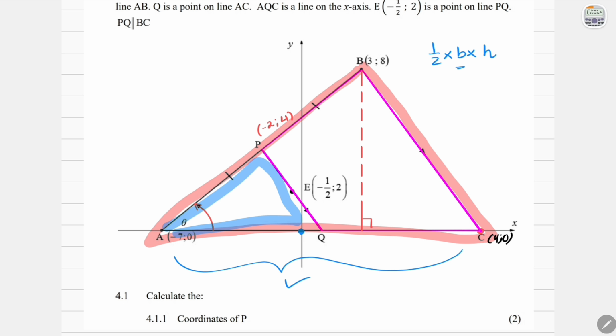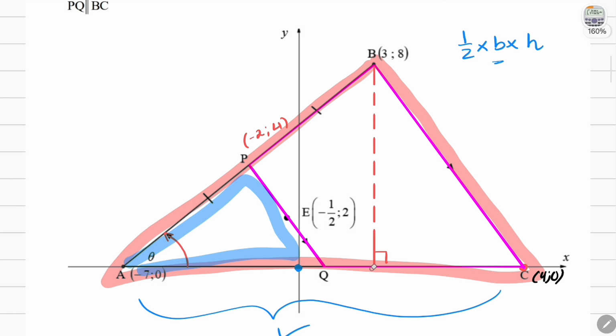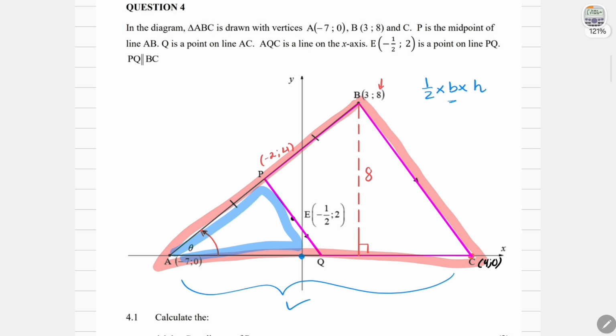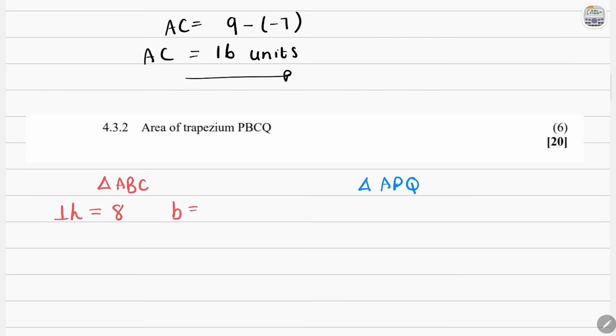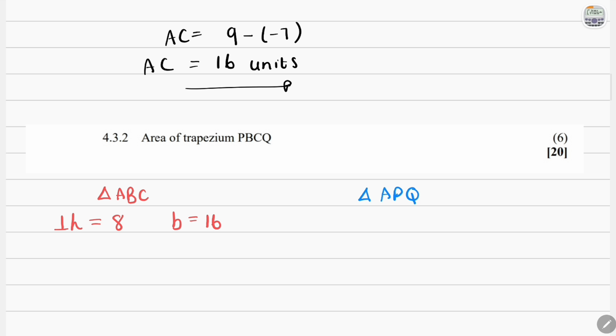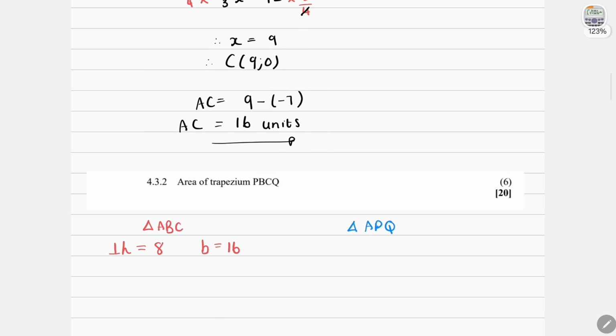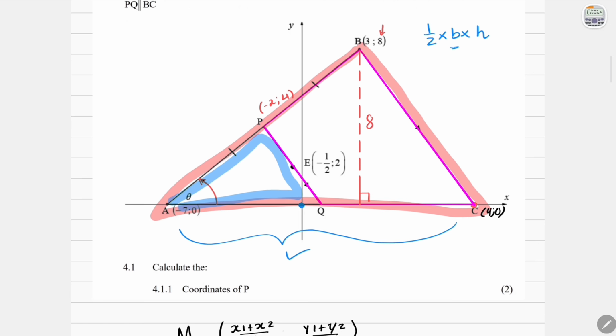So we can see that the height here is exactly how many units? From the x-axis all the way up here, we went 8 units up. That's why B is (3, 8), 3 to the right and 8 up. So it's 8 units, and that's the height. We know the height and the base of triangle ABC. Let's put that down. So the perpendicular height is 8 units, and that base AC is 16 units, which we found previously. And now let's look at the triangle APQ.